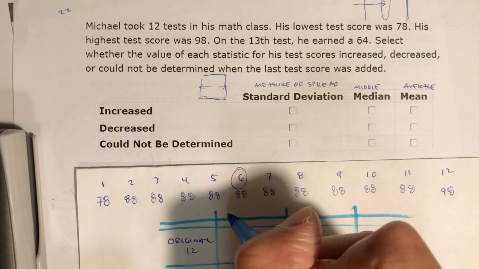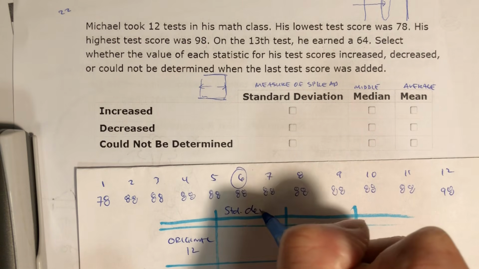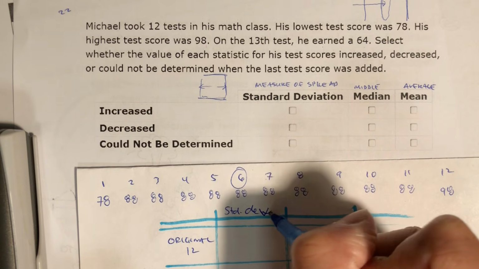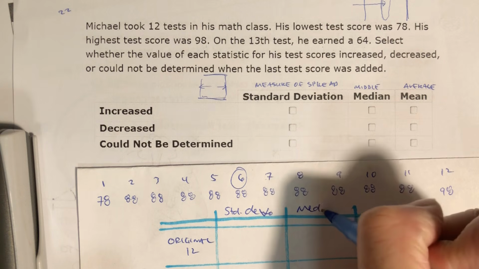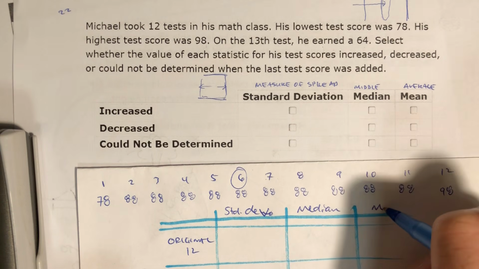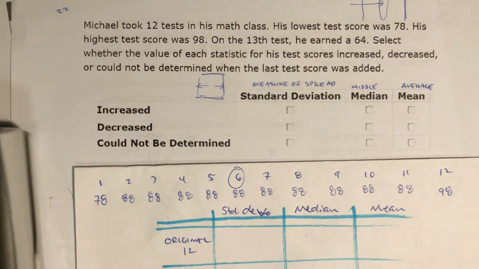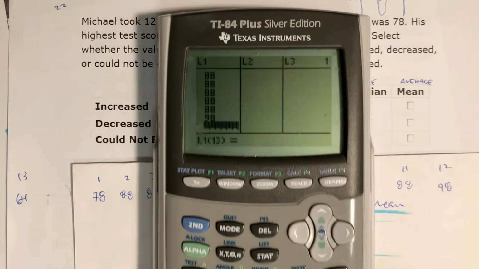And we have the standard deviation. We have the median. And we have the mean. Okay, my calculator commands here.